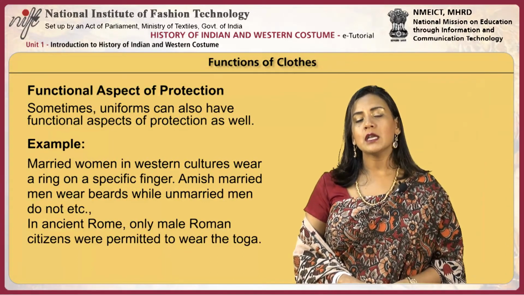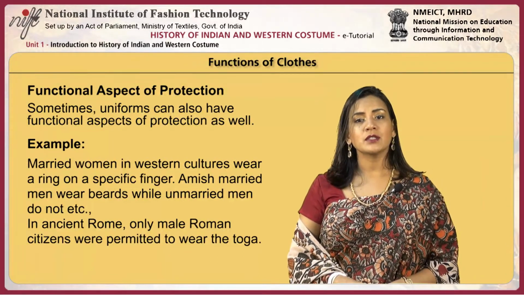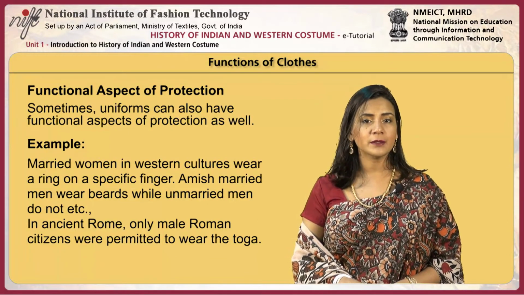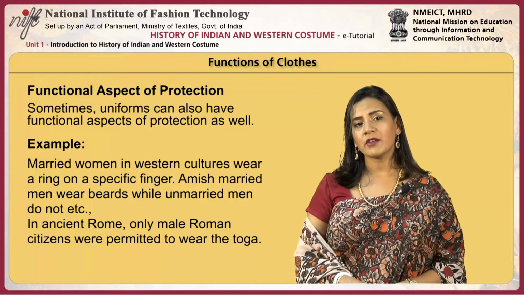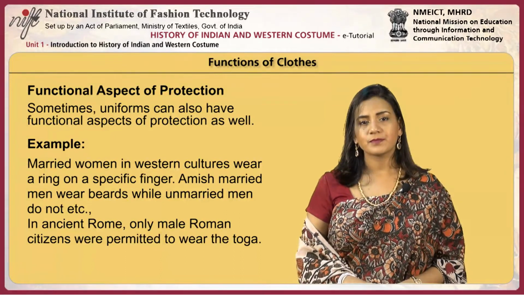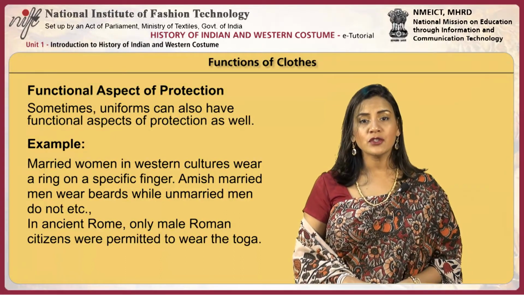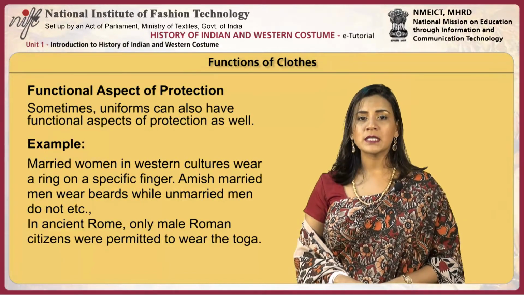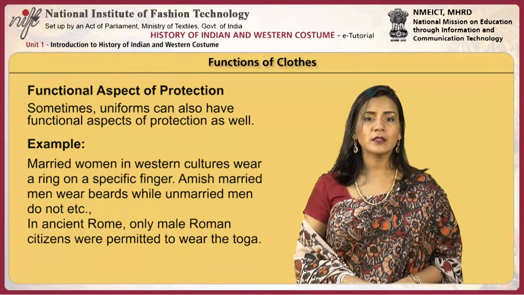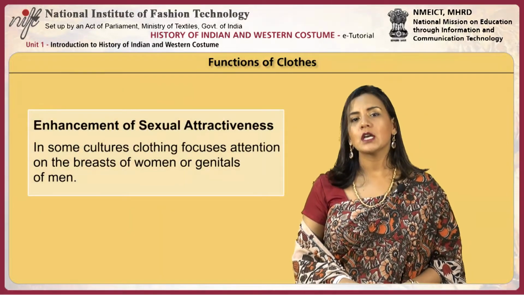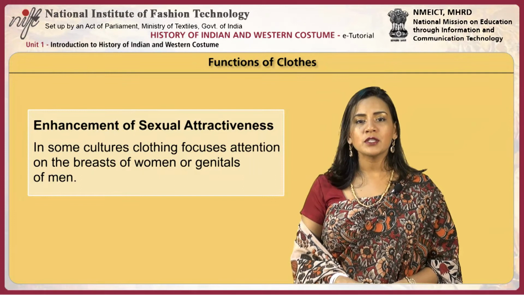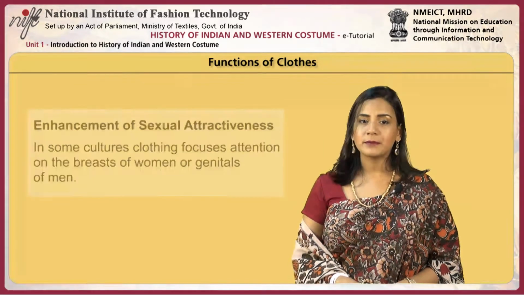For example, married women in Western cultures wear a ring on a specified finger. Amish married men wear beards while unmarried men do not. In ancient Rome, only male Roman citizens were permitted to wear the toga. In some cultures, clothing focuses attention on the breasts of women or genitals of men.